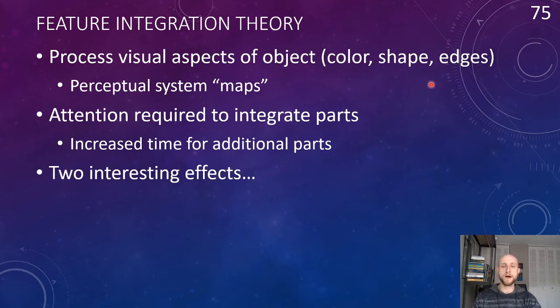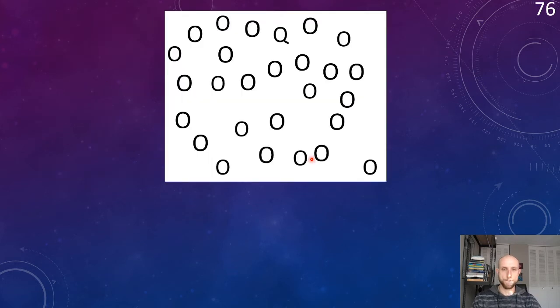So because attention, right, registering an object, processing the features takes time, it leads to two very interesting effects. The first one, on the next slide, I want you to just register when you find the Q in the image. Ready? Go. Should have been pretty easy, right? We have this pop out of this Q. Now I want you to find the O. Okay, hopefully you got it. You found it right here.